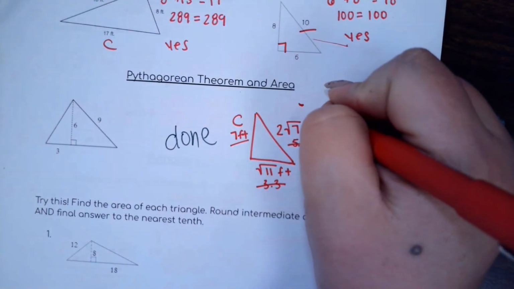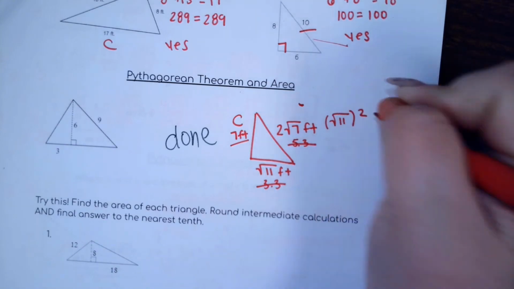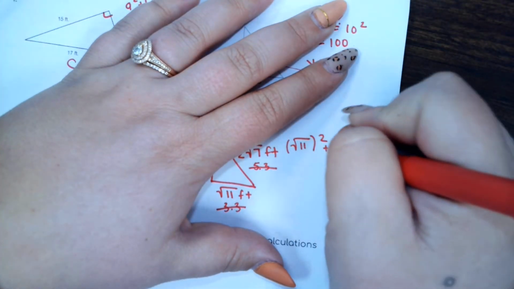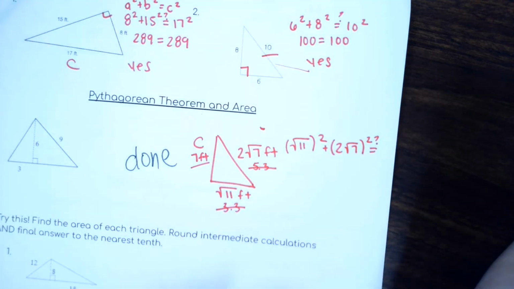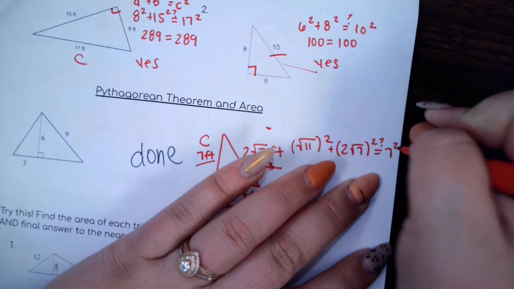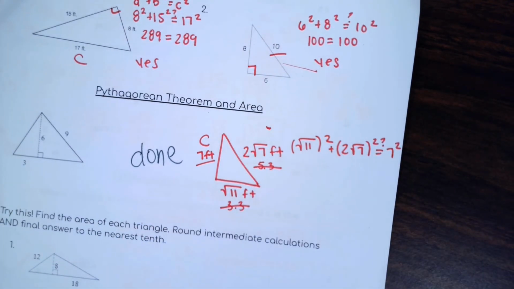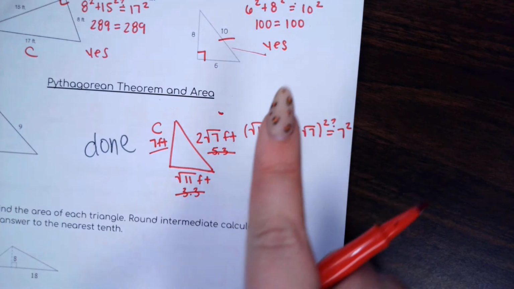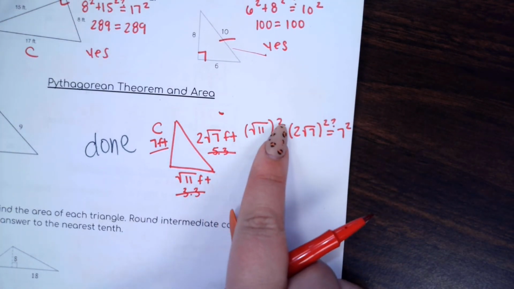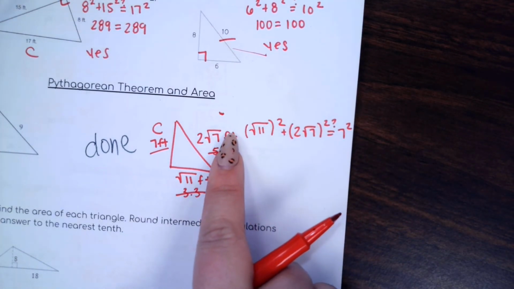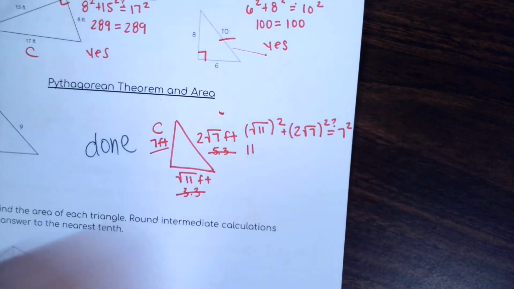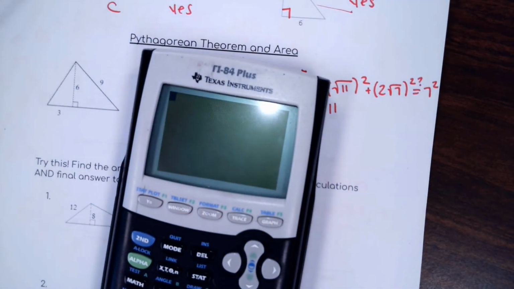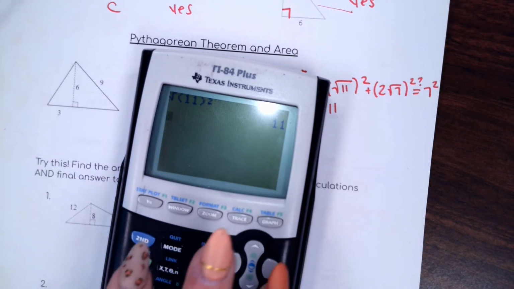So we've got the square root of 11 squared plus 2 root 7 squared. Does that equal 7 squared? Now, I've said it over and over again. Taking the square root and squaring something are opposite operations, which means the square root of 11 squared just gives me 11. If you forget that, you can always put it in your calculator. The square root of 11 squared, there it is, 11.